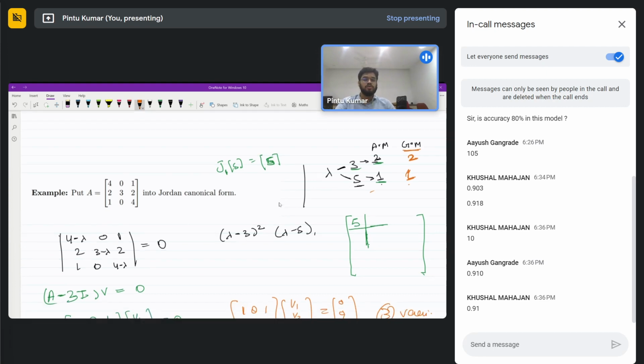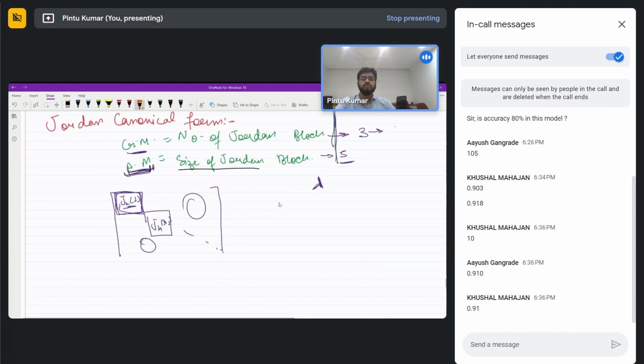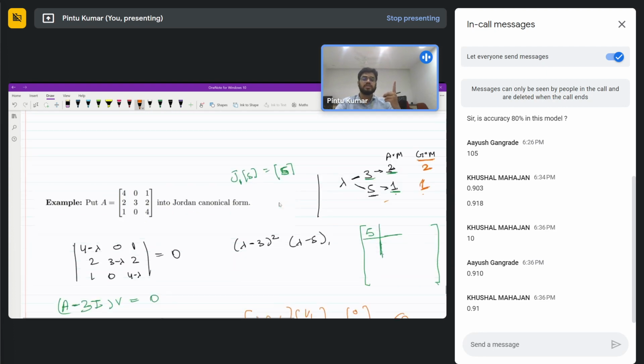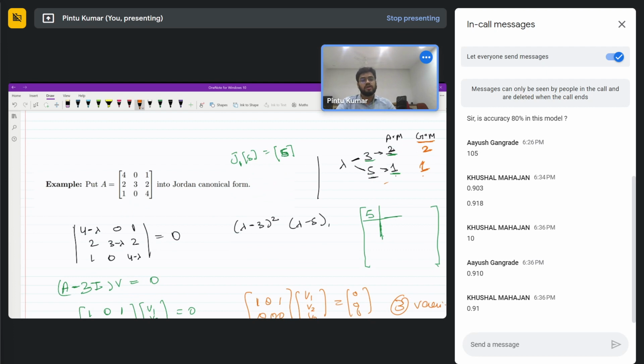Now geometric multiplicity tells you the number of Jordan blocks. So how many Jordan blocks will it have? Eigenvalue 3 will have 2 Jordan blocks. And what is the total sum of sizes that it can have? It can have only 2. So what is the possibility? It will have 2 Jordan blocks of size 1 and 1. Okay, so it will have 2 Jordan blocks of size 1 and 1.